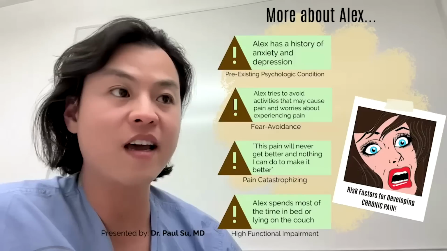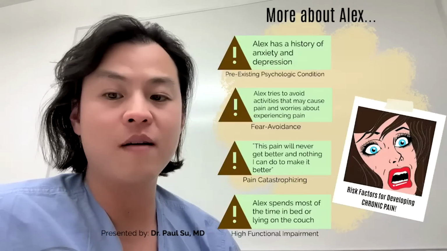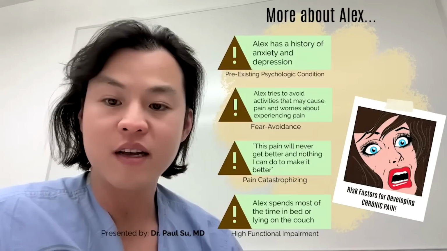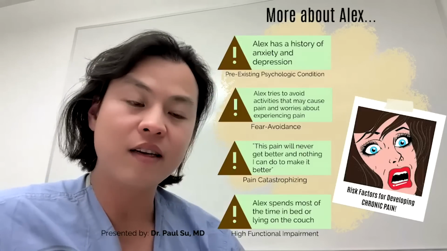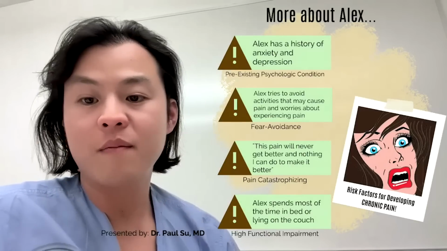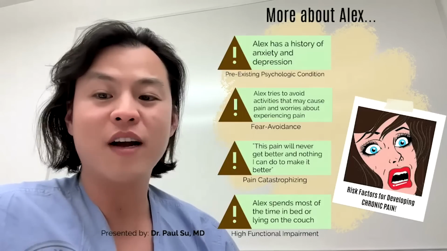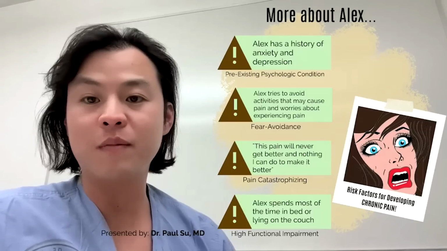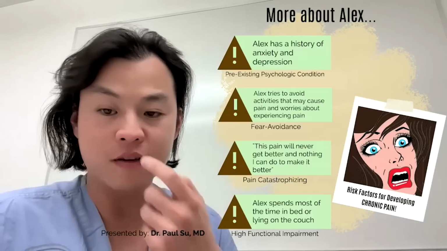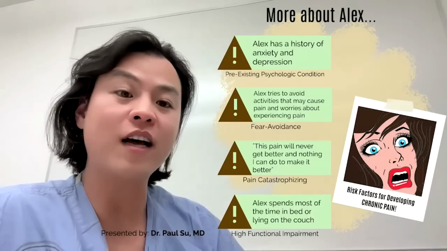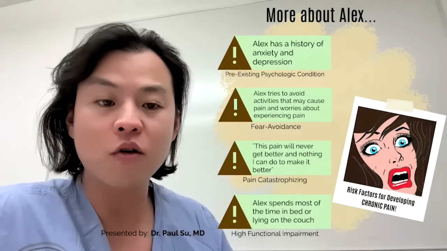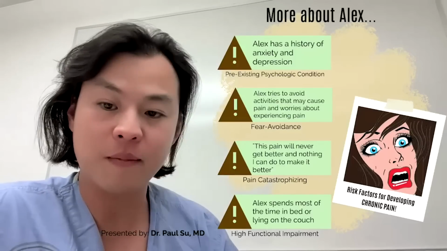Fear avoidance behaviors, so being fearful and avoiding certain actions all the time, perseverating on the pain, can train the brain to actually fire in a painful way. Pain catastrophizing, so this over-exaggerated response to the experience of pain, can also promote the experience of chronic pain. And if there's a high degree of functional impairment. So that's why function is so important in treating patients with chronic pain.